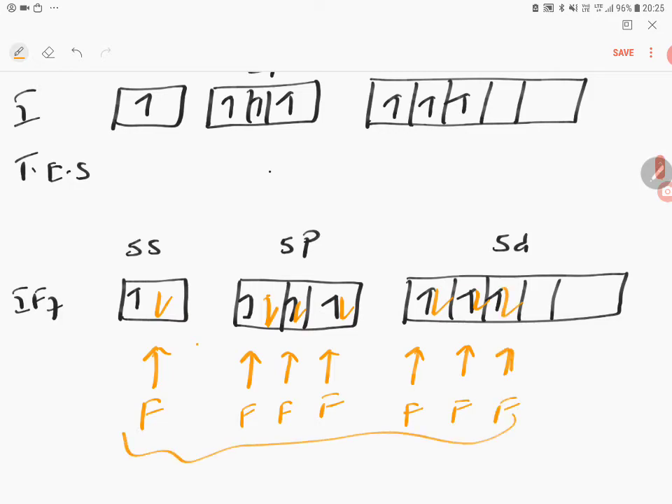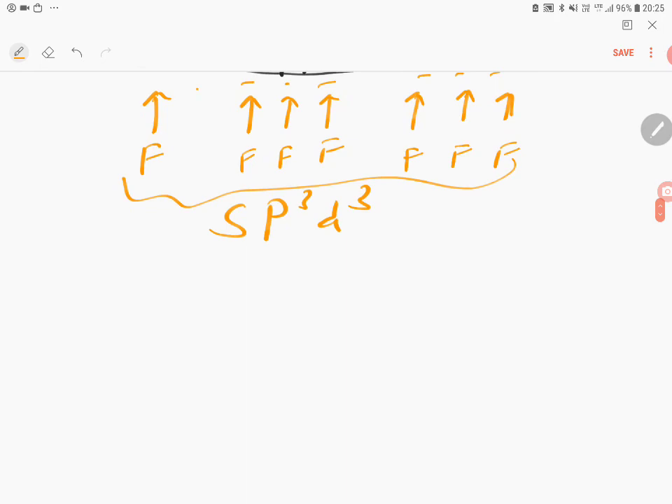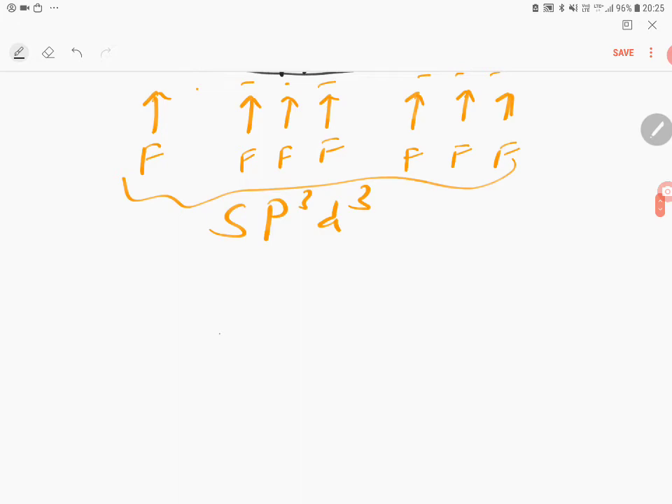Therefore, yes, P3, 1, 2, 3, P3, D1, D2, D3, so sp3d3. What is this? This is called exact pentagonal bipyramidal, which we will discuss in the next video.